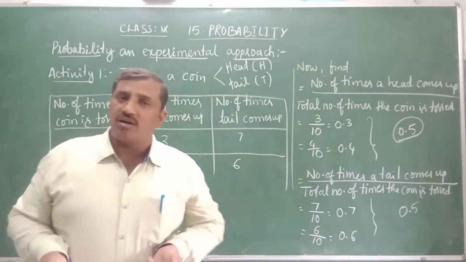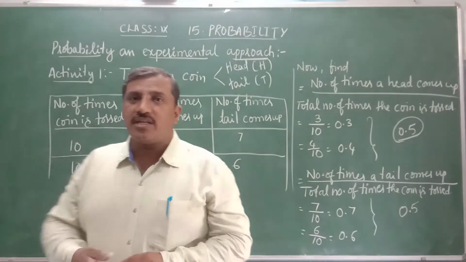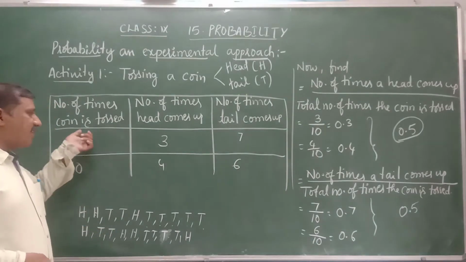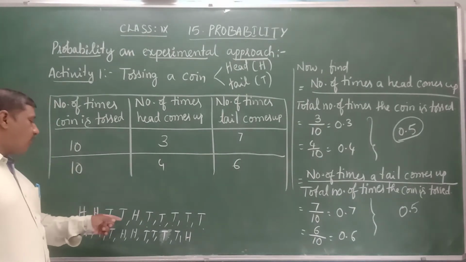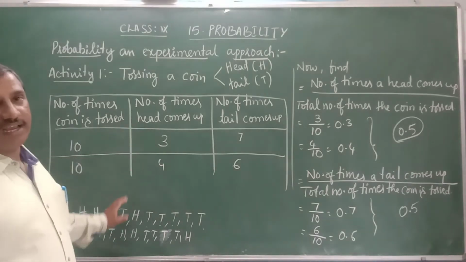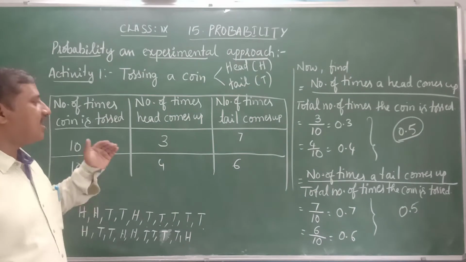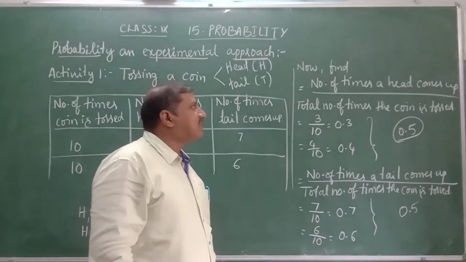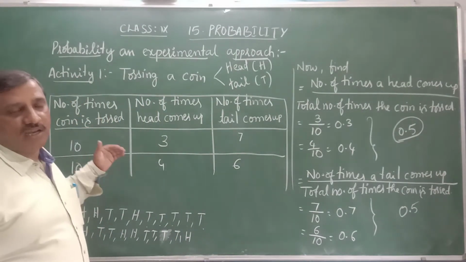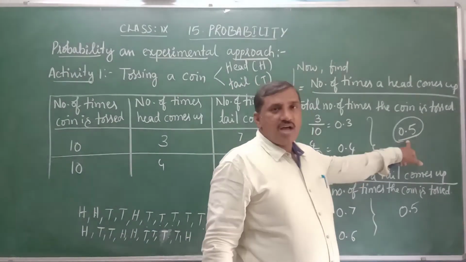Now you can also do a group activity, by two children together. Instead of 10 times, you may toss 20 times or 40 times, 100 times. One student will toss the coin, and the other student will note down all the results and make a table. In that table he will write how many times we got head and how many times tail comes up, and then he will find out all these fractions. If you do this at 20 times, 40 times, 60 times or 100 times, in that case also it will come to 0.5 and 0.5.